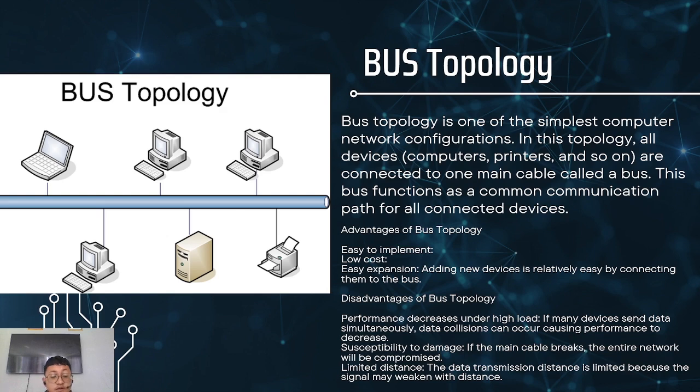And also there is one type of network topology, the bus topology. Bus topology is one of the simplest computer network configurations. There are some advantages in bus topology: it is easy to implement, low cost, easy expansion, and adding a new device is relatively easy by connecting it to the bus.